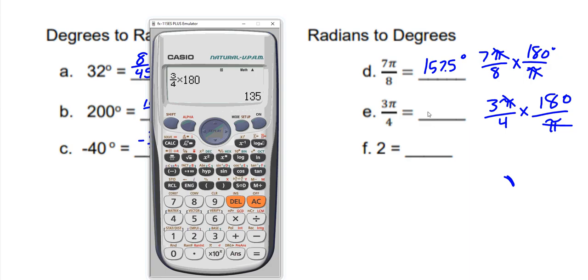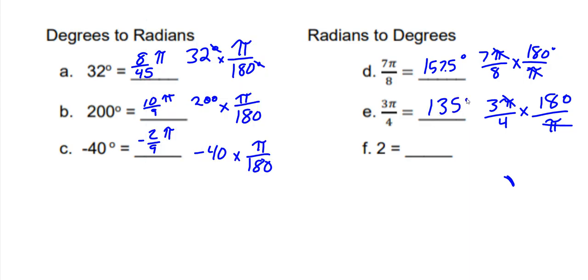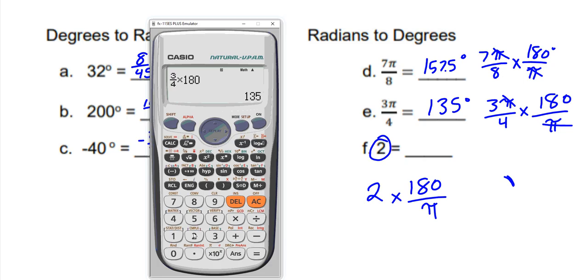Shebang. Ooh, this one just has a 2, no pi symbol. Totally fine, still treated the same way. 2 times the 180 over pi. I know there's no pi to cancel, but you're still going to use this ratio. Again, I'll plug it into the calculator. This time we're probably going to want a decimal anyway, so it's okay. We'll plug it all in, even in Desmos.